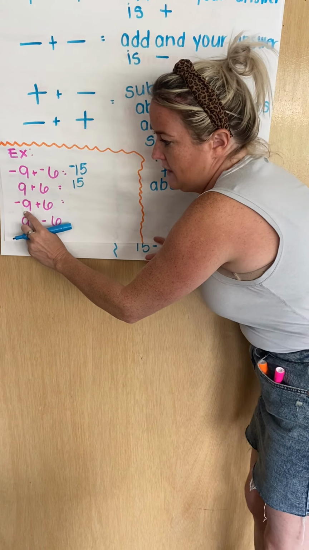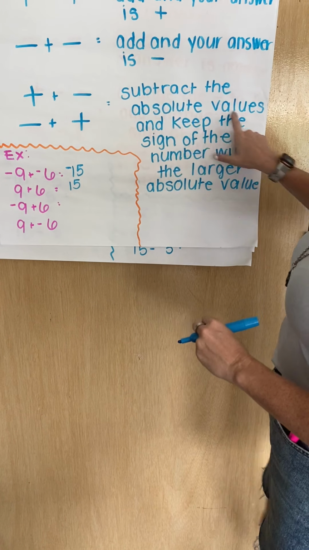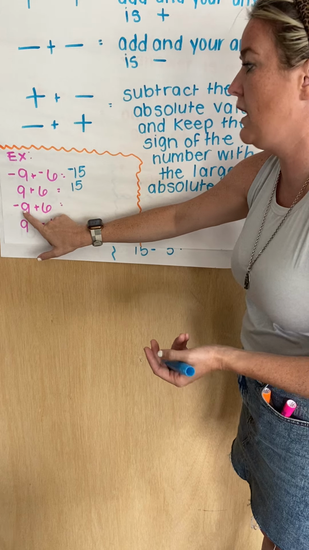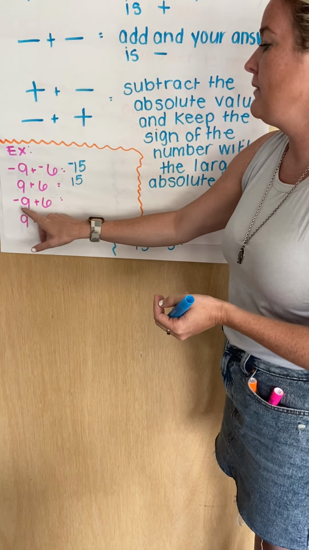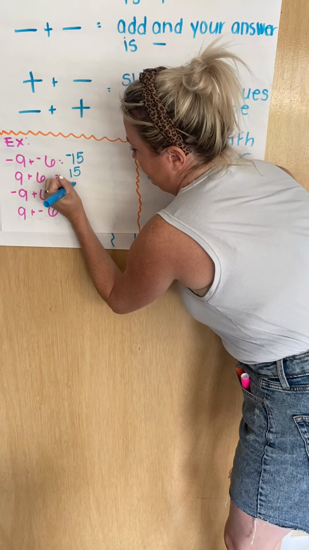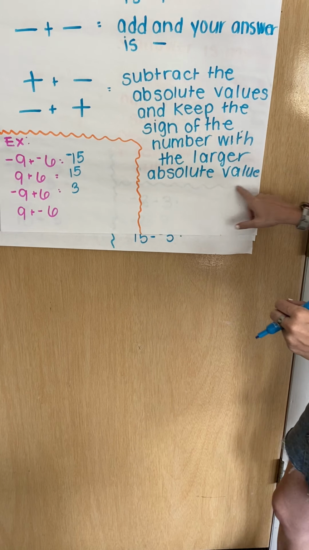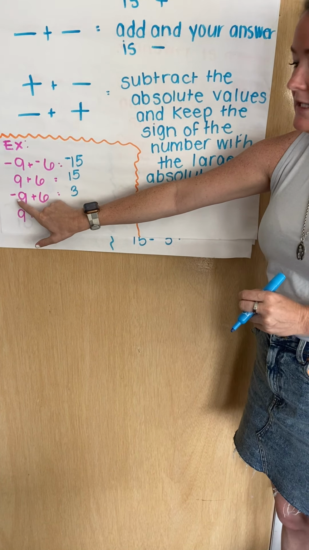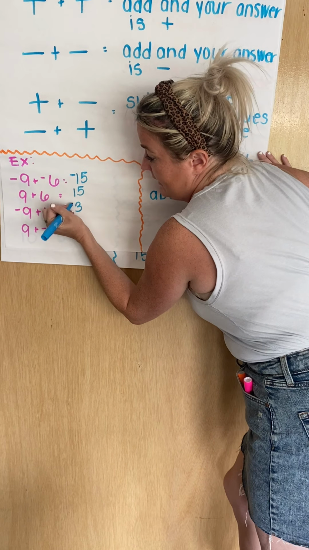So I have negative 9 plus 6. What you do, and I'm going to follow this rule, is subtract the absolute values. The absolute value of negative 9 is 9. The absolute value of 6 is 6. So you subtract the absolute values. The difference between 9 and 6 is 3. And you keep the sign of the number with the larger absolute value. Since negative 9 has a larger absolute value than 6, and negative 9 is negative, my answer is going to be negative.